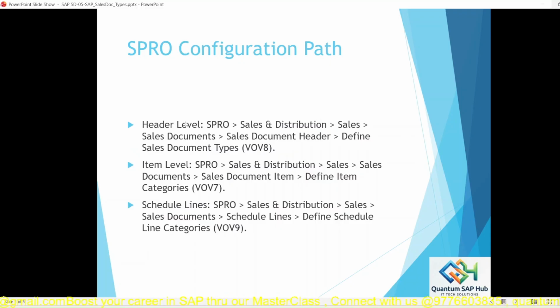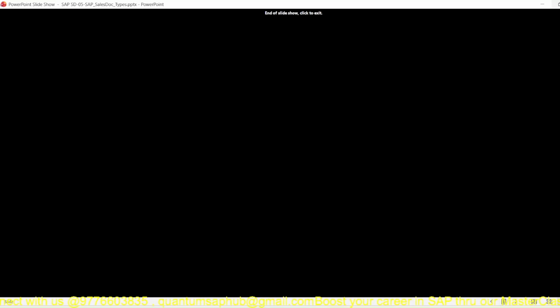So what is the configuration path? At header level, you go to SPRO, sales document, the sales document header, define your sales document types. At item level, you go for defining the item category. We will not go into item level and schedule line as of now, but we will go for sales document type and how we will create a custom sales document. So this is all about the concepts of sales document types.